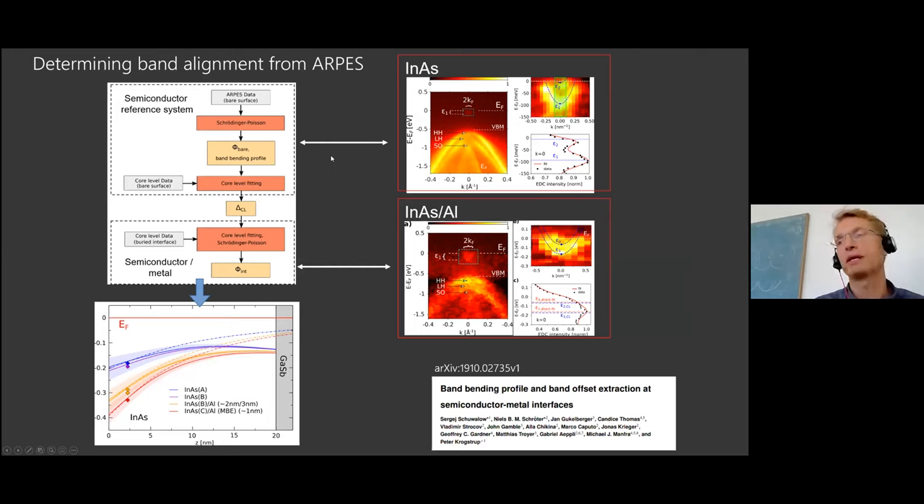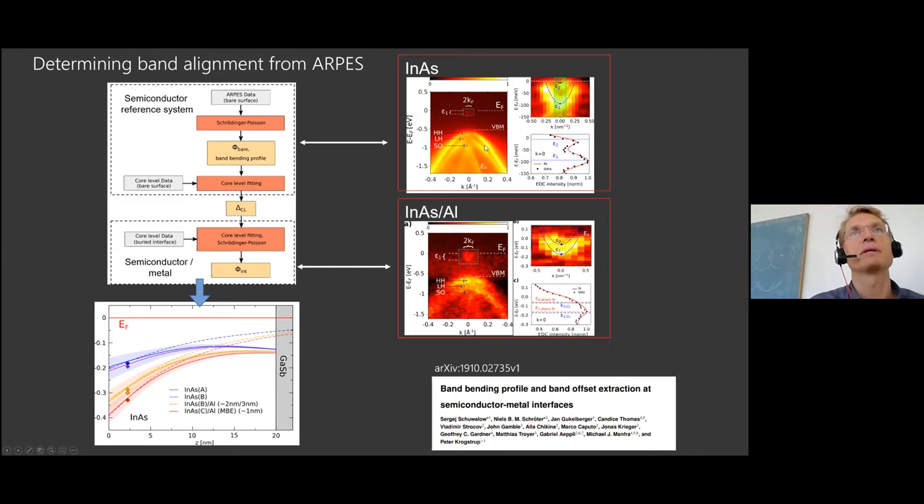The drawback, of course, with ARPES is that you don't have spatial resolution. You map on millimeter scale devices, so it's really an average you get. But nevertheless, you can see very clear band structures. And in this paper on arXiv, we developed a method to extract the band profile of buried interfaces. First, you can measure directly on the semiconductor, which is easy. You can even see the confined bulk state appearing here. This is a zoom in here. You can see two states.